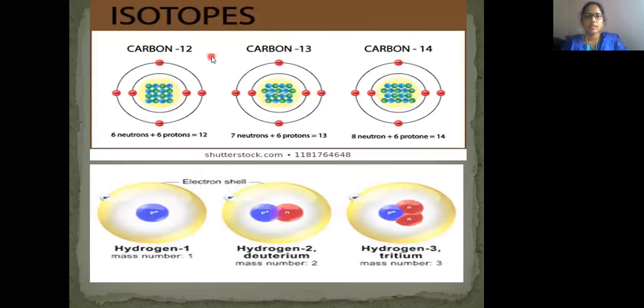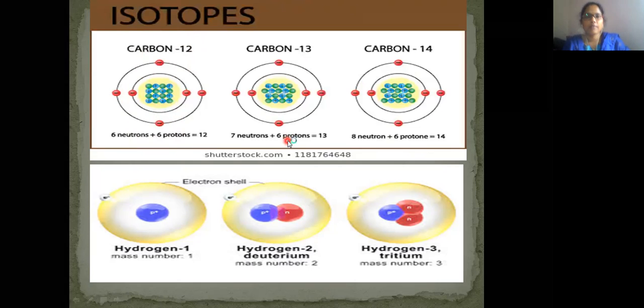So here we have two examples: isotopes of carbon and isotopes of hydrogen. In the case of carbon, this is our carbon element, which contains 6 neutrons and 6 protons, right? These are the isotopes C13 and C14. C12 is the actual element, and C13 and C14 are the isotopes of our carbon element. It contains 6 protons and 6 neutrons, so the atomic weight becomes 12.